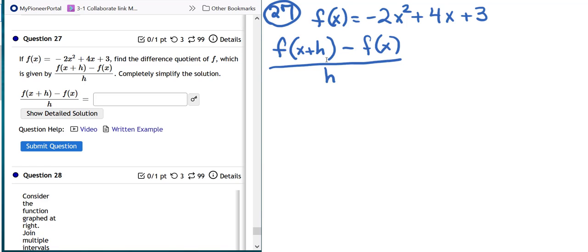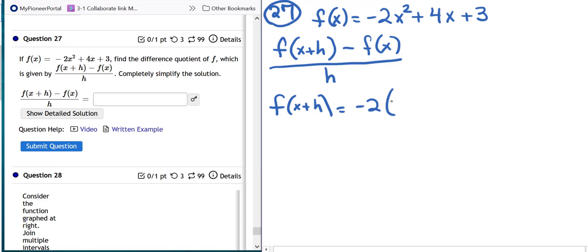We need to do f of x plus h. And this one will be a little more complicated because we're going to square it and put it here. So let's do f of x plus h. So negative 2 times x plus h squared plus 4 times x plus h. Parentheses are needed there. Right, and now we need to clean it up.